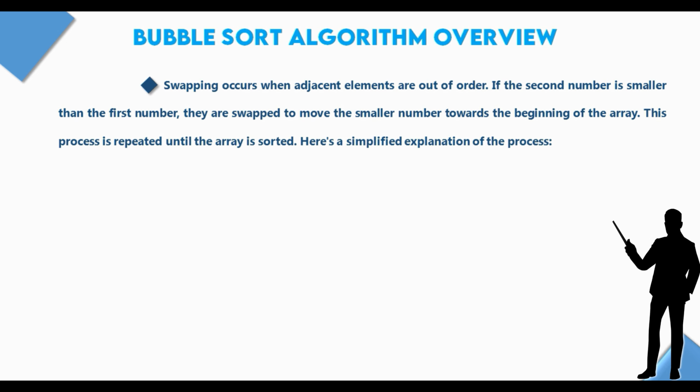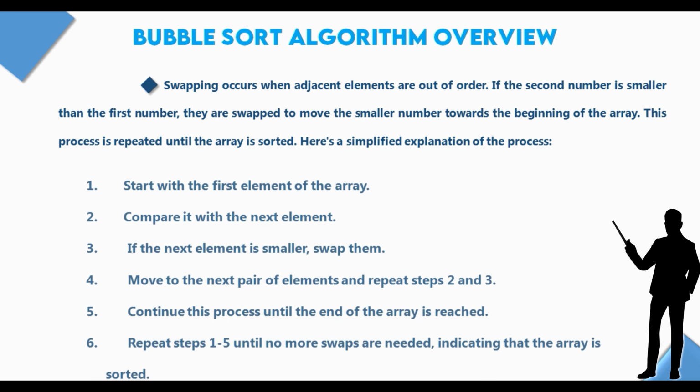Here's a simplified explanation of the process. Start with the first element of the array. Compare it with the next element. If the next element is smaller, swap them.